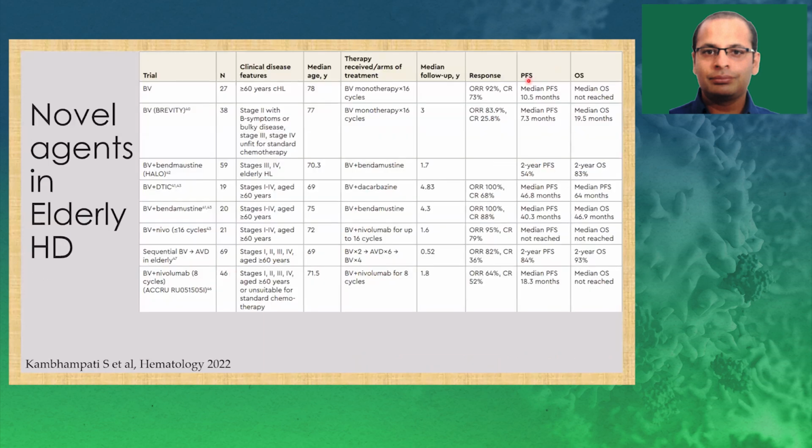For novel agents, we see brentuximab monotherapy, brentuximab-bendamustine, brentuximab-dacarbazine combination, and even checkpoint inhibitors have been used with good success and improving PFS. I should say the overall response rate reaches around 90 to 100% in certain cases, and PFS is not reached, especially with the use of combination drugs, checkpoint inhibitor and brentuximab.